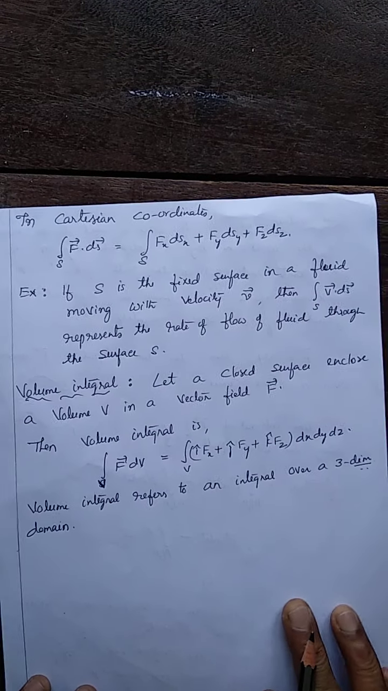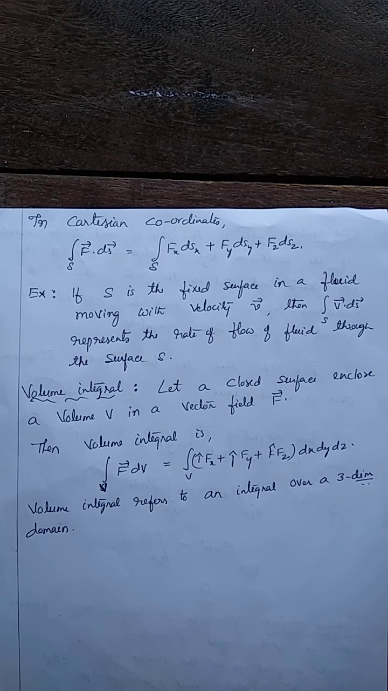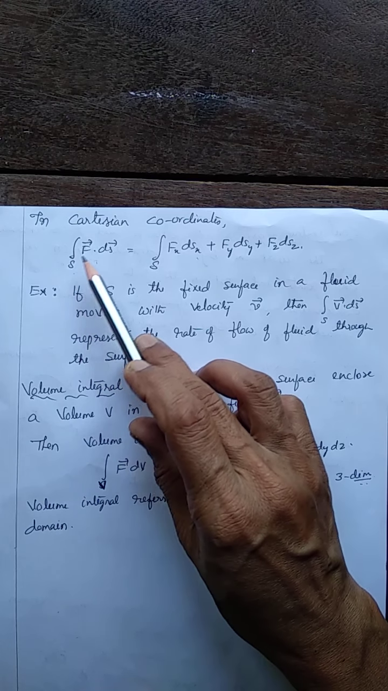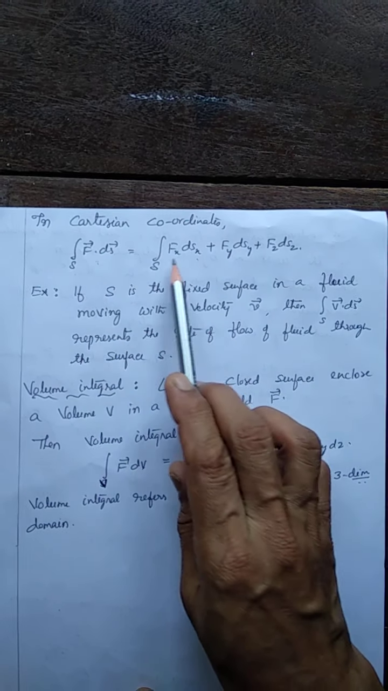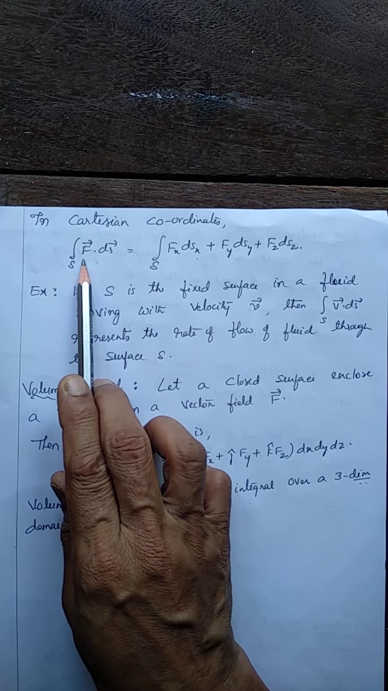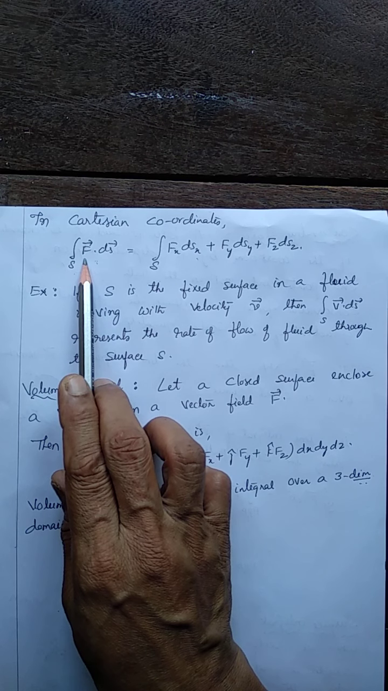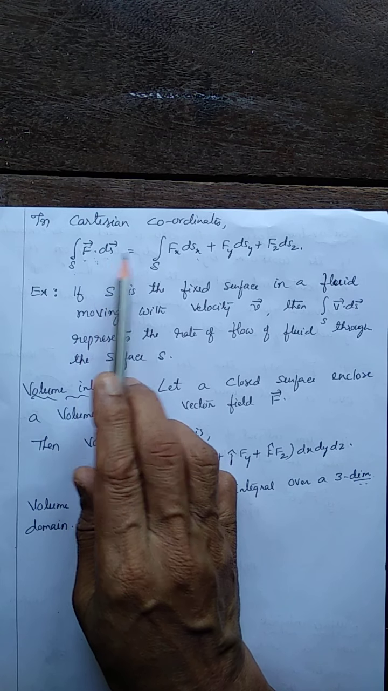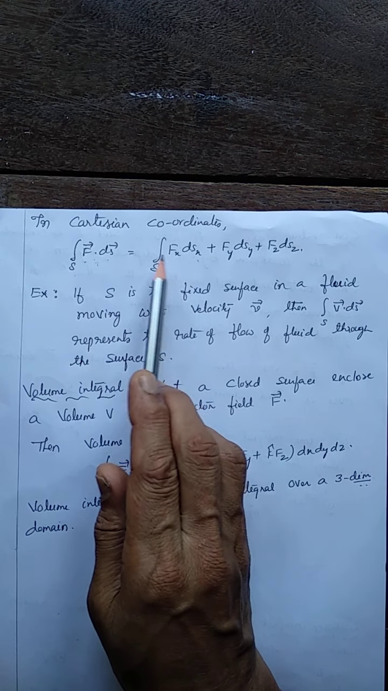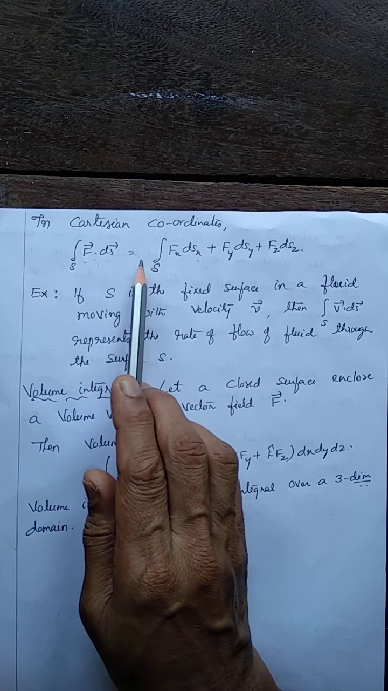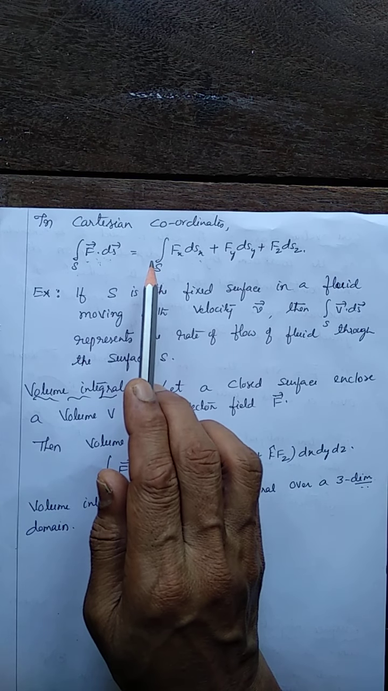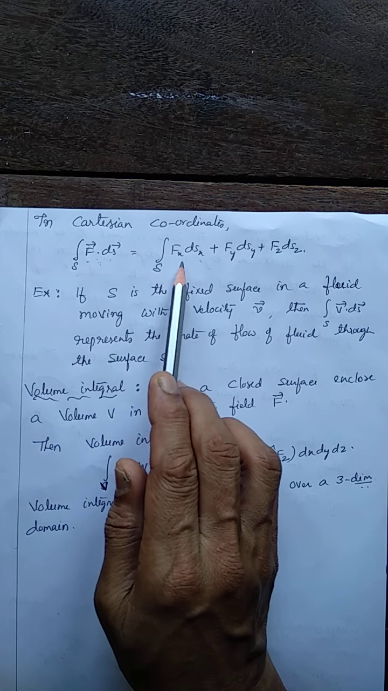In Cartesian coordinates, in terms of the components, this is the representation of the surface integral over the entire surface S. You know how to write this: i cap Fx plus j cap Fy plus k cap Fz dot dS vector, which is i cap dSx plus j cap dSy plus k cap dSz. It's a dot product, so only i dot i, j dot j, k dot k remain, so that you get this.